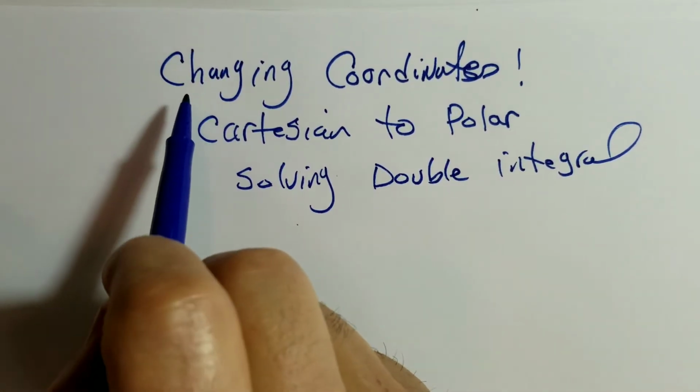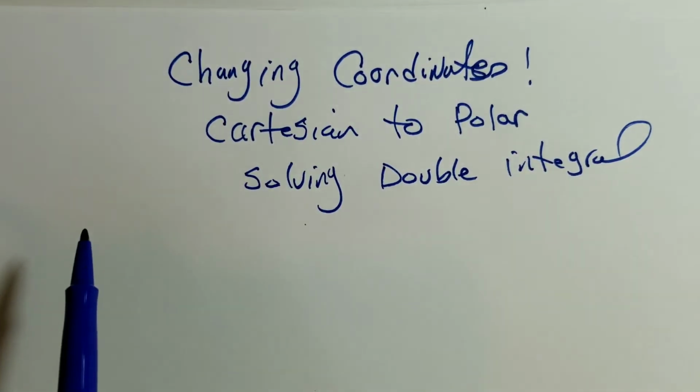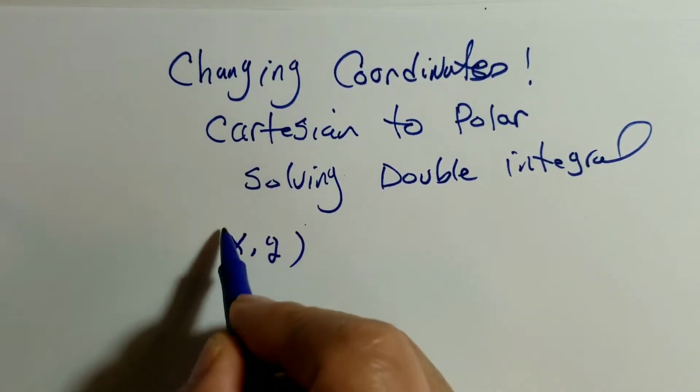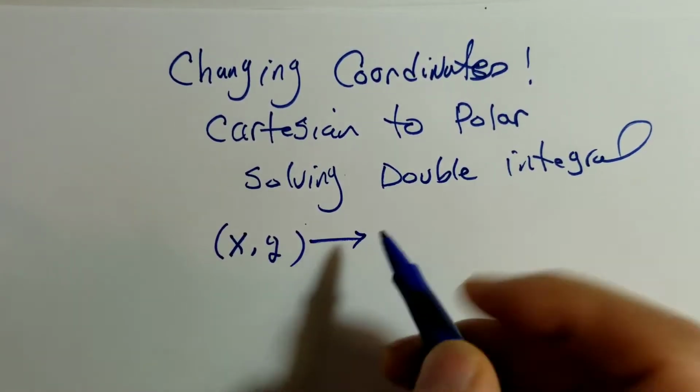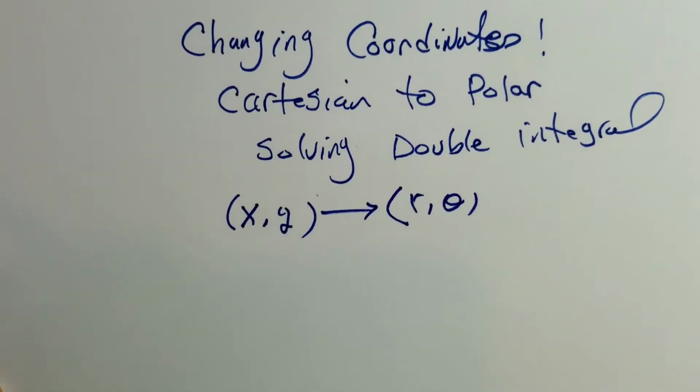Today in this video we're gonna discuss changing coordinates. Changing coordinates means if you have x and y coordinates, how this one can be changed to polar coordinates.